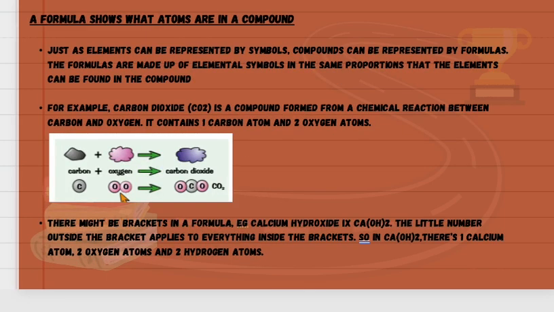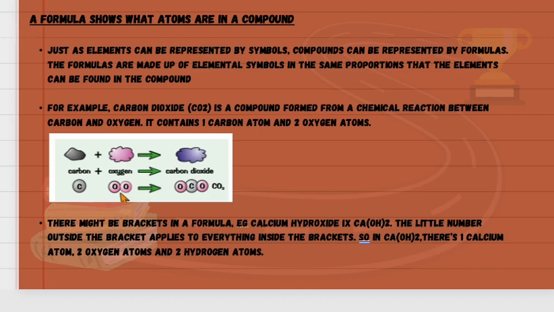A formula shows what atoms are in a compound. Just as elements can be represented by symbols, compounds can be represented by formulas. The formulas are made up of elemental symbols in the same proportions that the elements can be found in the compound. For example, carbon dioxide is a compound formed from a chemical reaction between carbon and oxygen. It contains one carbon atom and two oxygen atoms.